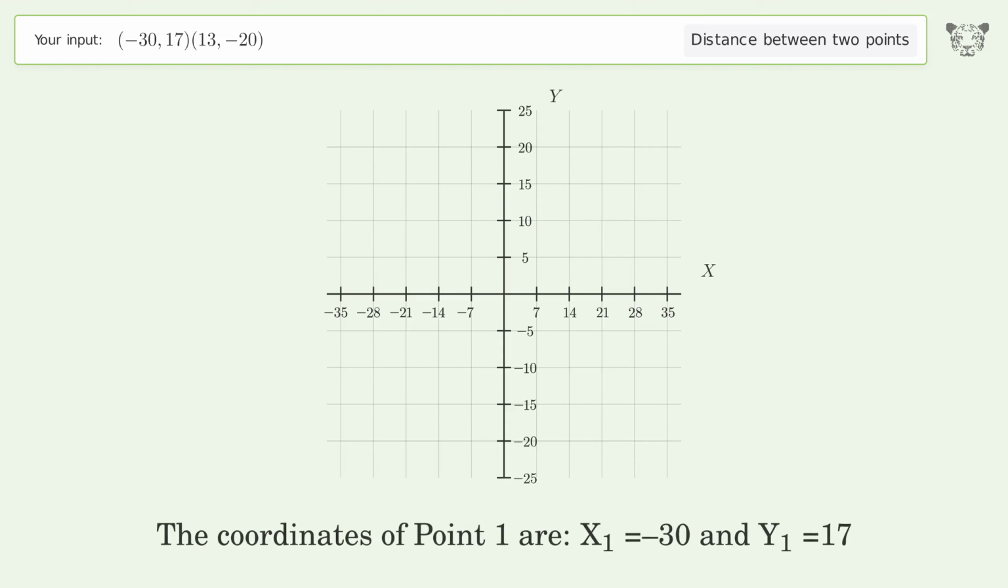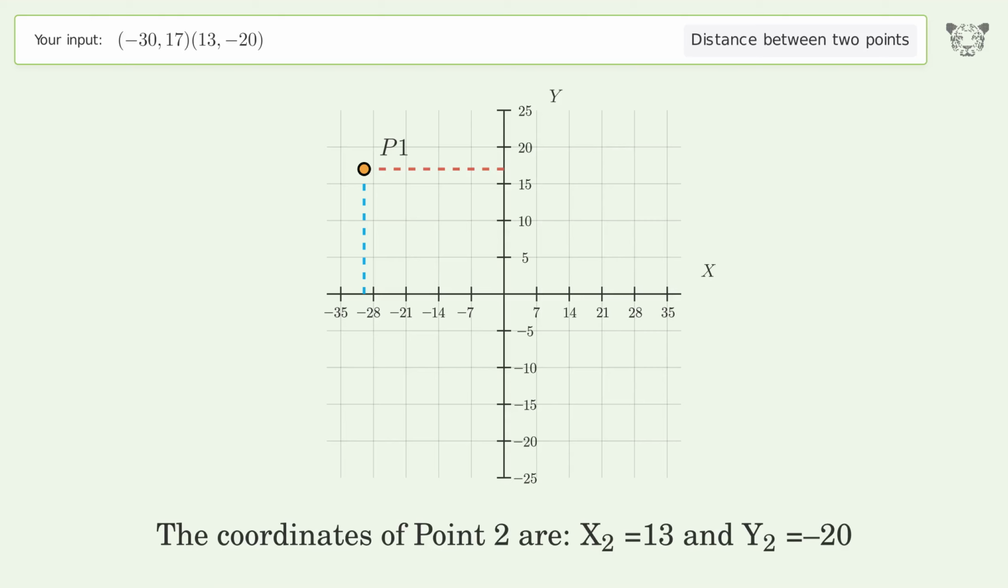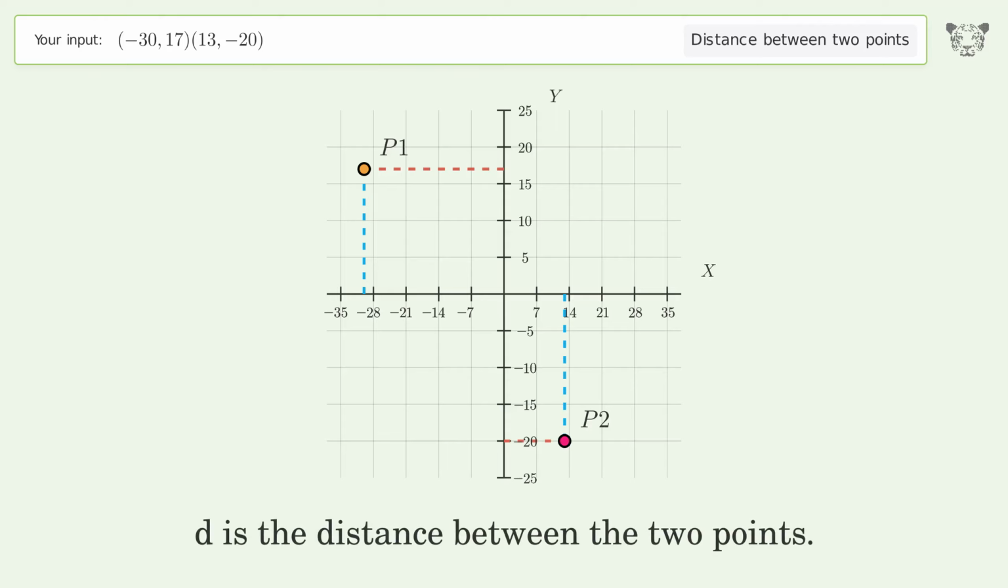The coordinates of point 1 are x1 equals -30 and y1 equals 17. The coordinates of point 2 are x2 equals 13 and y2 equals -20. D is the distance between the 2 points.